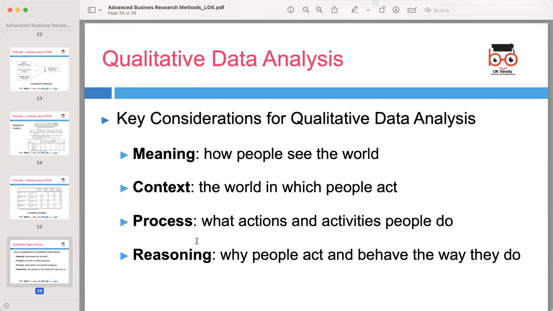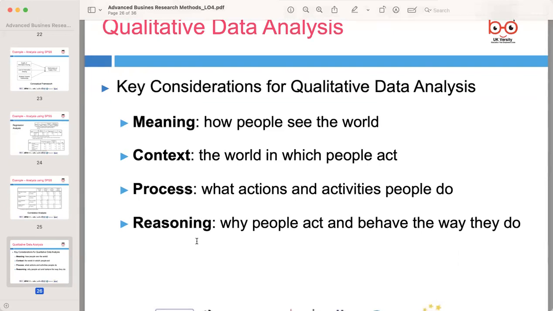Understanding the reasoning behind people's actions and behaviors is important in qualitative data analysis. This involves exploring the underlying motivations, beliefs, and intentions that drive individuals' decision making process.